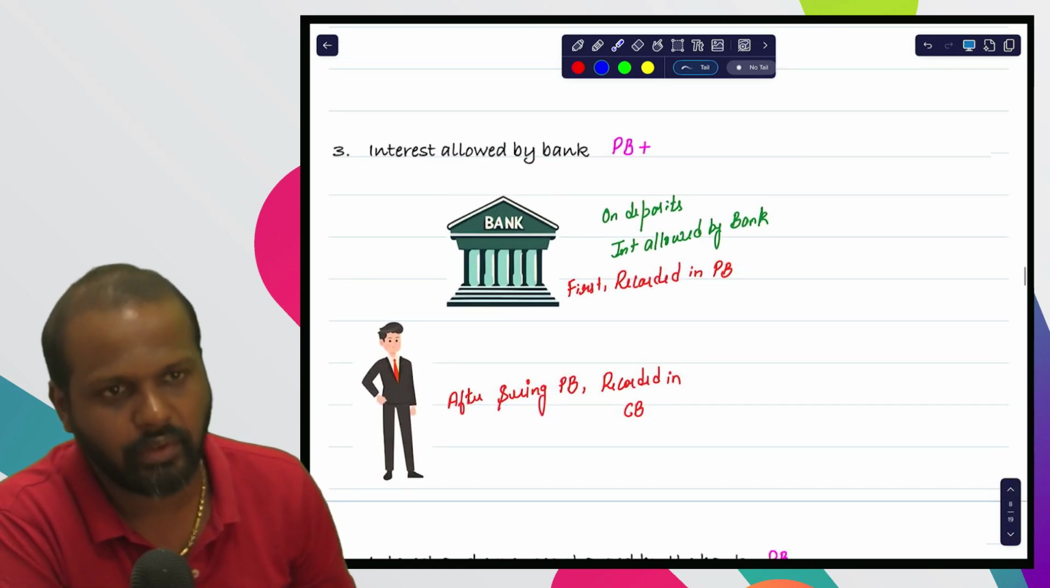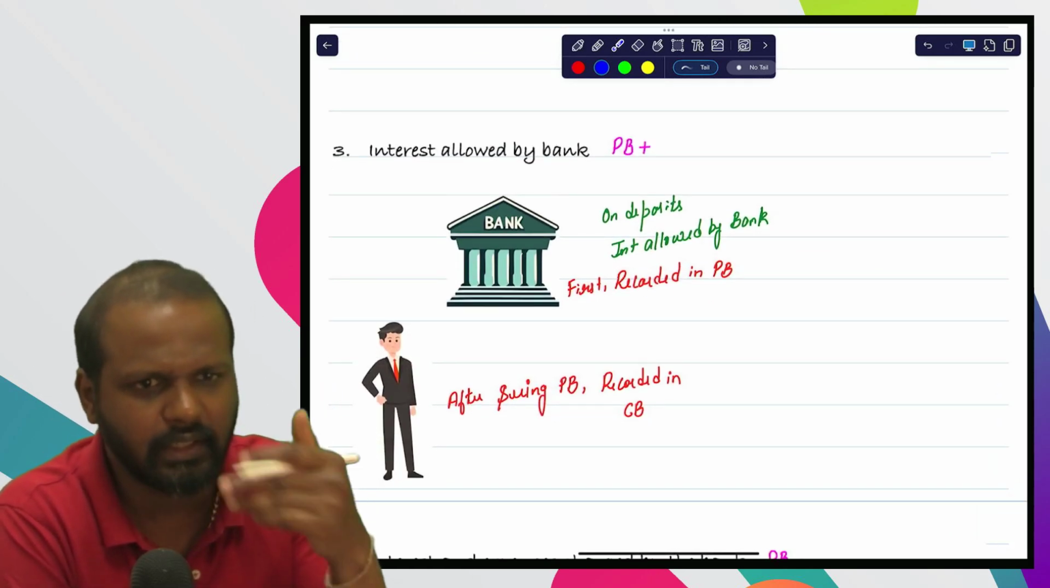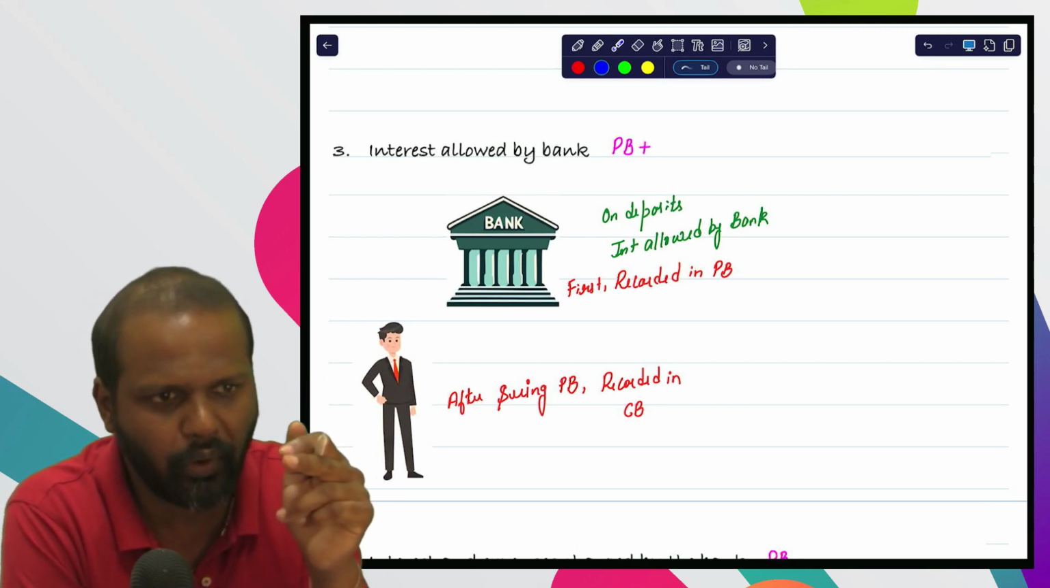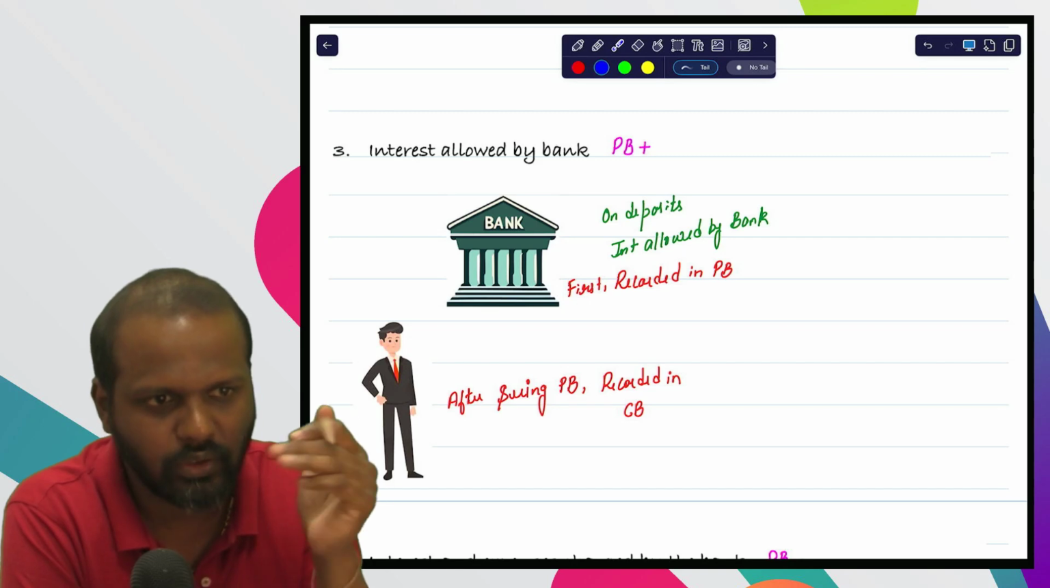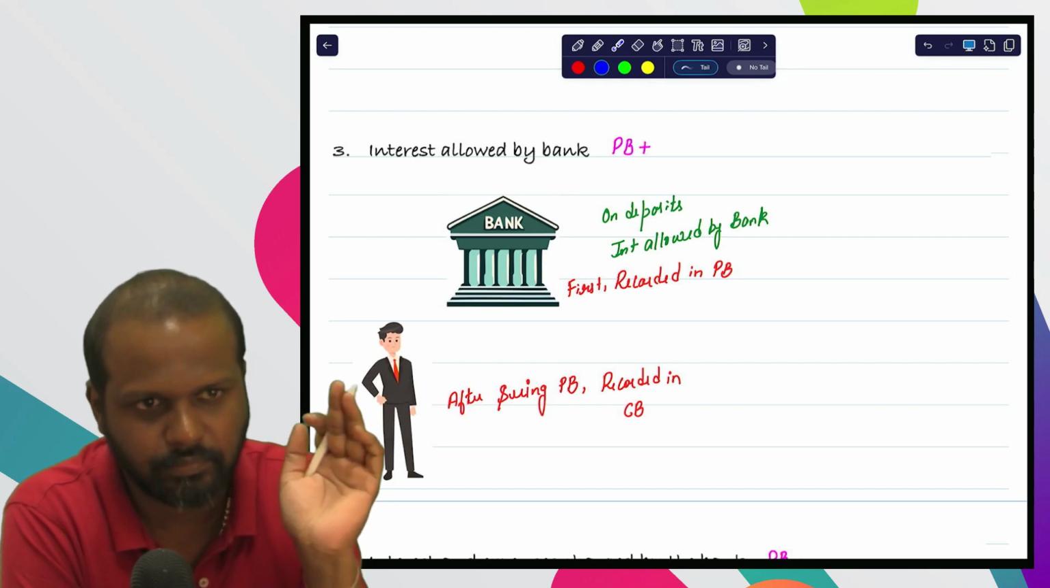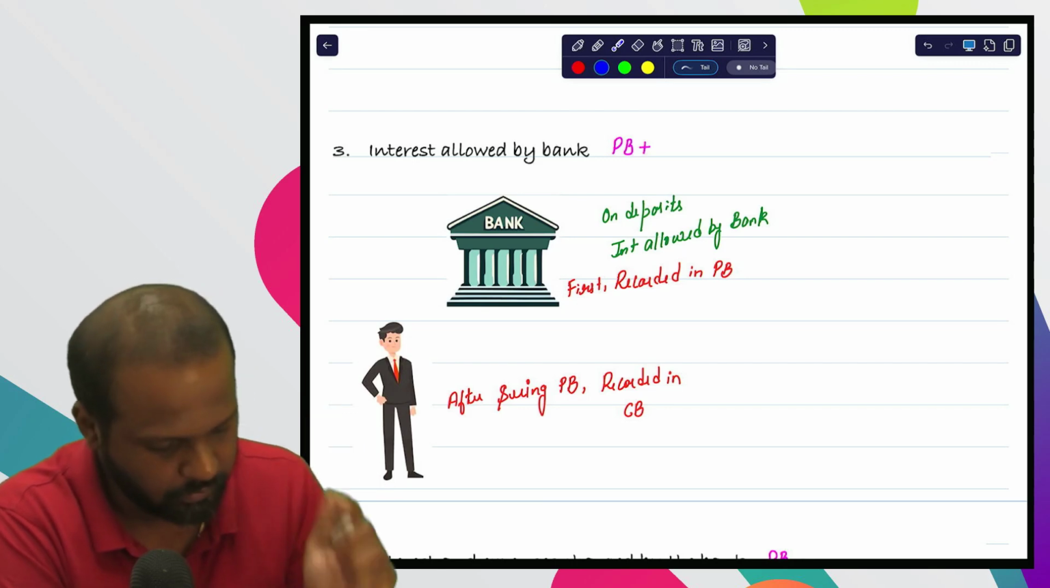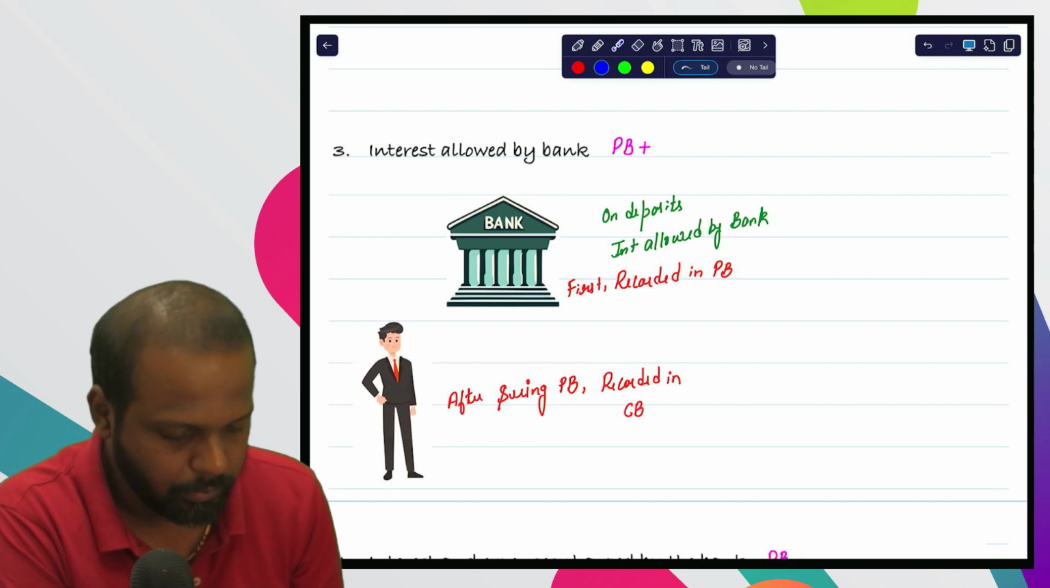So hope these 2 points are clear. Now the rest of the things are easier. The first 2 points were the most important ones. The rest of the things are much easier. Now listen. Point number 3.